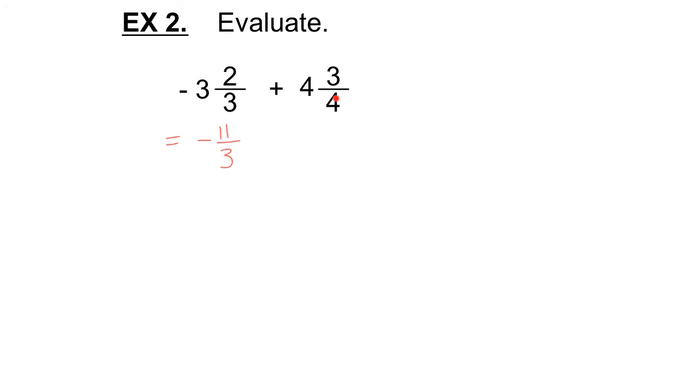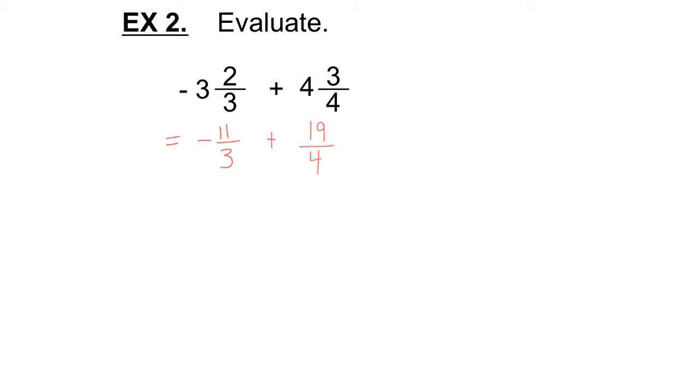Each whole number is 4 quarters. So we have 4 of them. That's 16 quarters. Plus 3 more, that's 19 quarters. And because we're adding fractions, we need to have a common denominator. Right now, the denominator is not common. This is 3, this is 4. We need to make them the same.